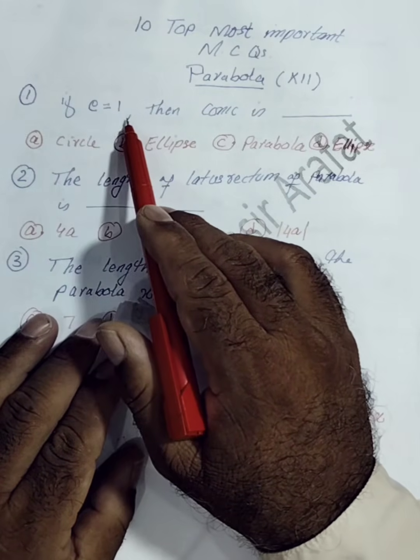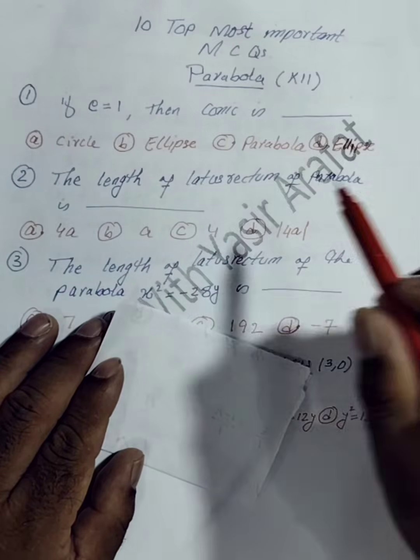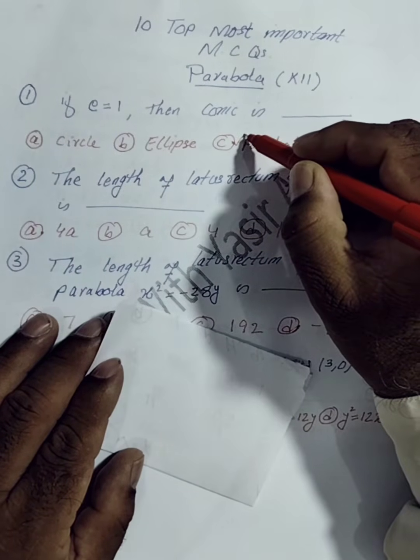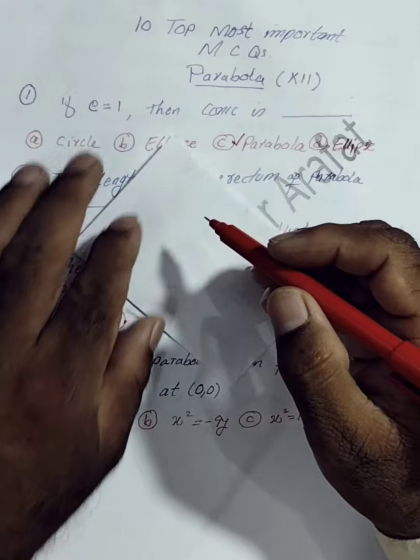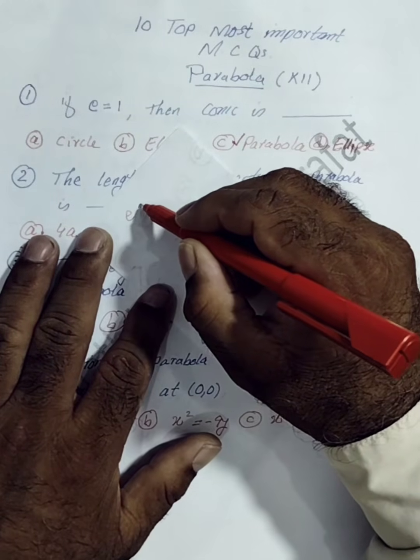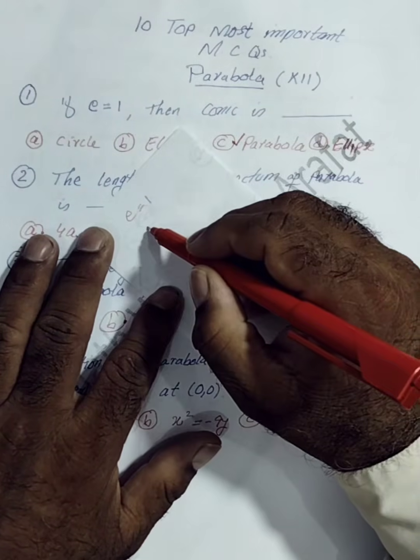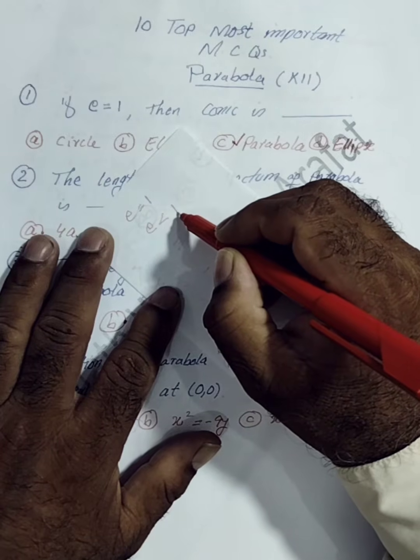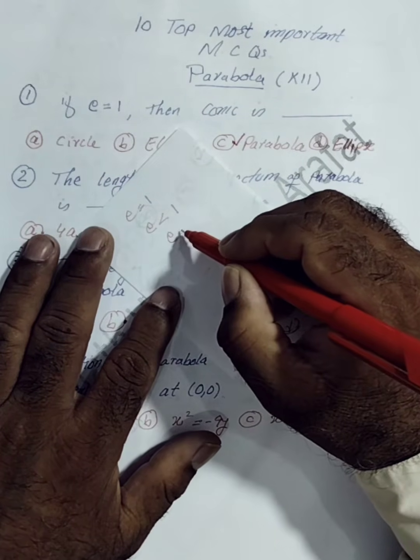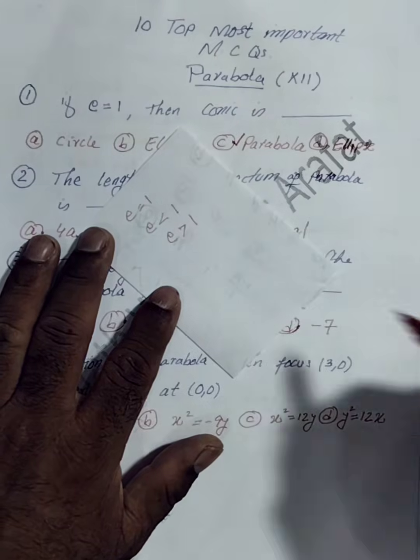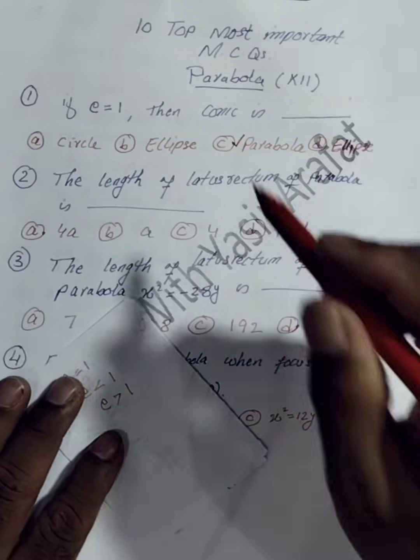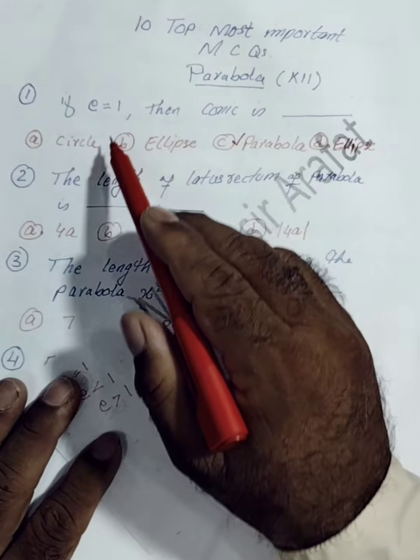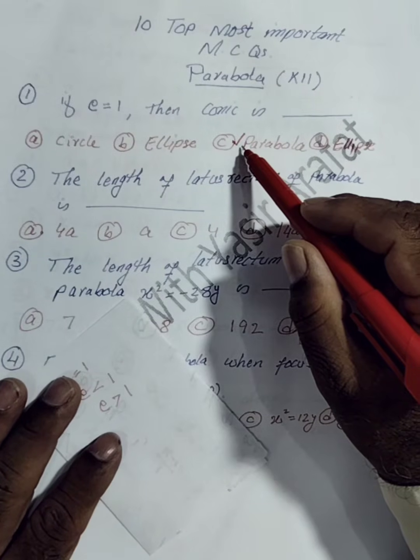If eccentricity is equal to 1, then the conic is called a parabola. We have three possibilities here. If e is equal to 1, then it is called a parabola. If e is less than 1, then it is called an ellipse, and if the eccentricity is greater than 1, then it is called a hyperbola. So here the eccentricity is 1, that means the conic will be a parabola.